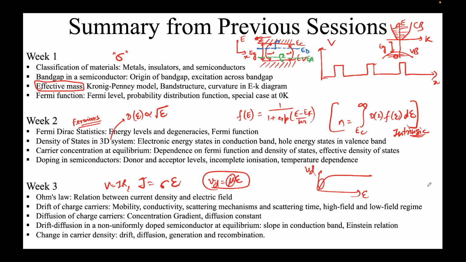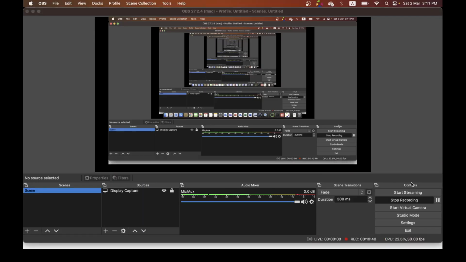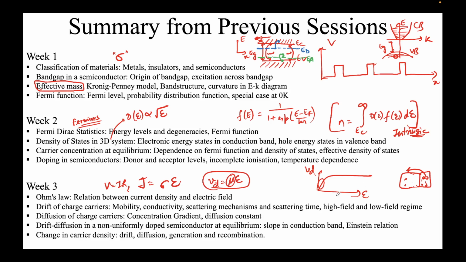That is, if there is a large concentration of electrons on this side, and a very low electron concentration on this side, they naturally diffuse from this side to this side, right? This movement of charges gives rise to a current. That's what I mean there. Okay. After that, we saw how drift and diffusion can be balanced in a non-uniformly doped semiconductor, and we arrived at something called the Einstein relation: D by mu equal to kT by q.